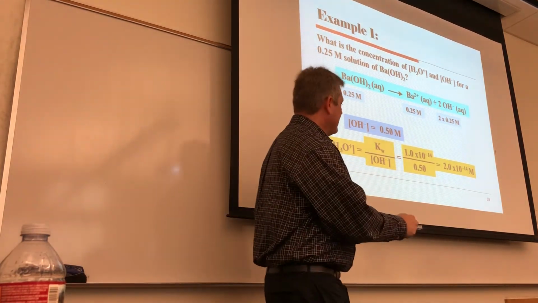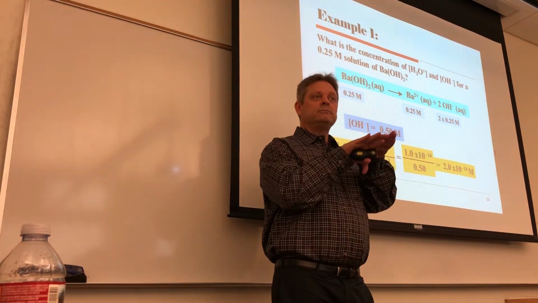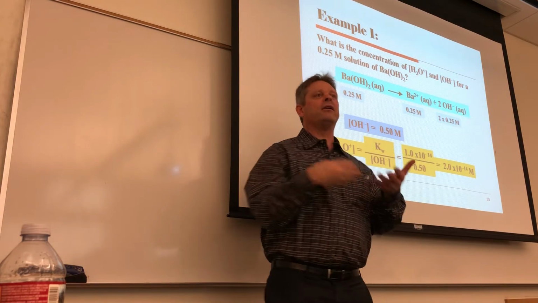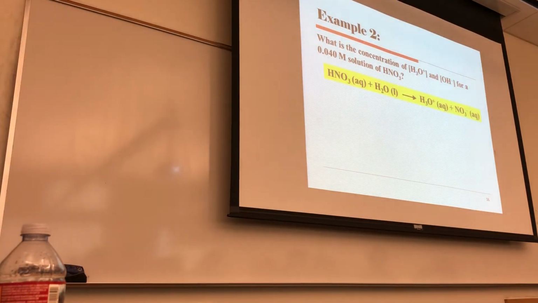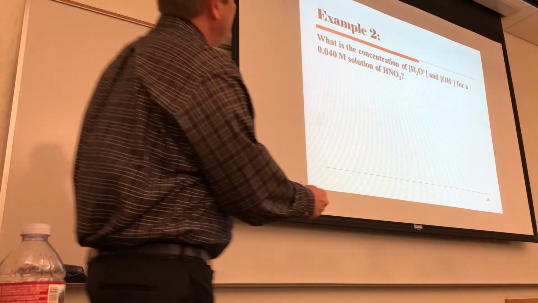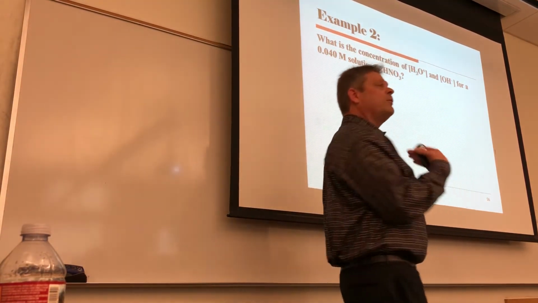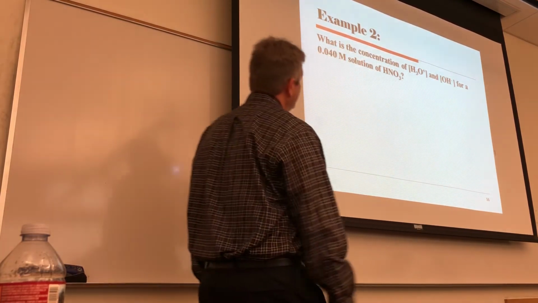If the hydronium was greater, then I would have an acidic solution. If they're equal, neutral. And that's what the previous slide showed us. So now we're just putting it all together in the context of a problem. So I guess this is going to ask the same thing, except now the first one was a base. Now I'm looking at an acid, HNO3.